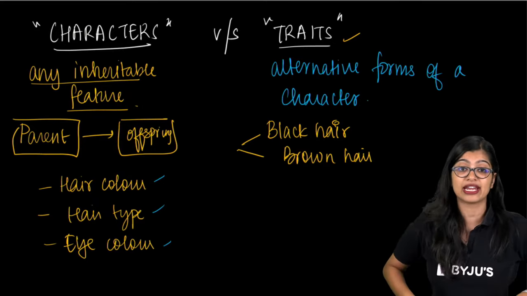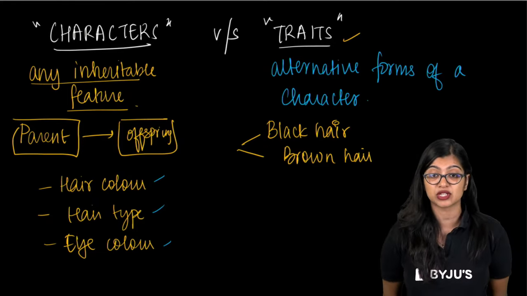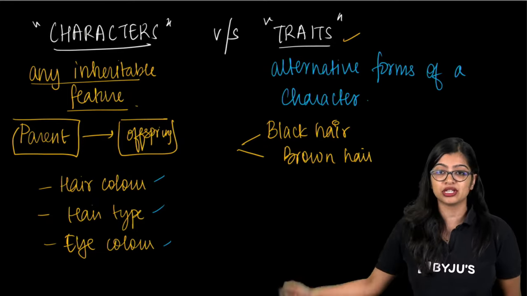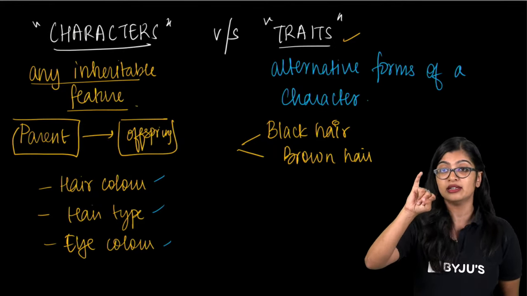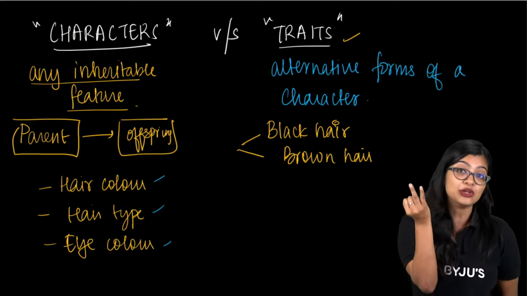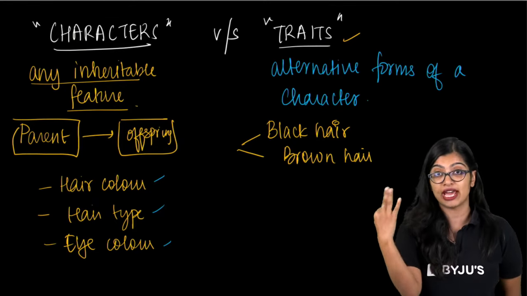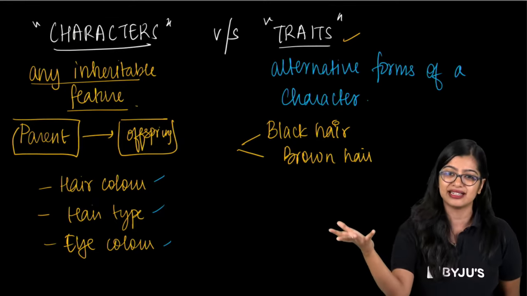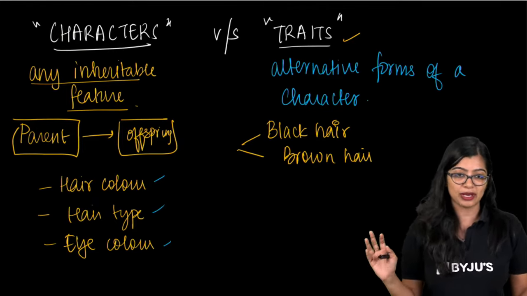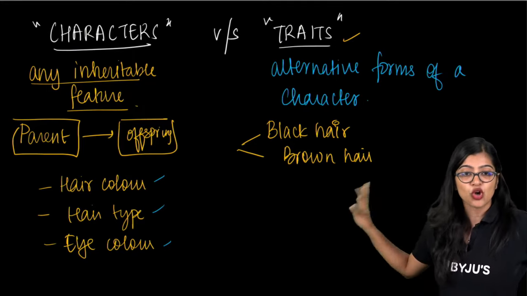Now, for variation, if any other point comes as a 3 marker, mainly when you talk about variation, the 3 points you need to write are: variations are slight differences, they normally increase survival and bring in new characteristics, and accumulation of variation over a long period of time can result in evolution as well. It contributes to evolution. So that is what we mean by it, okay? So are we clear?